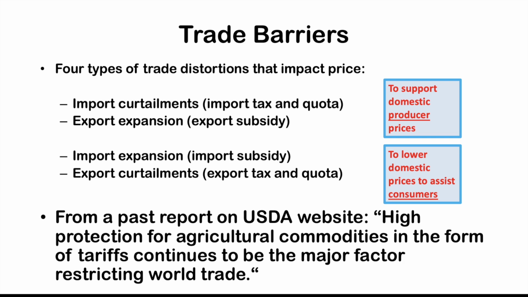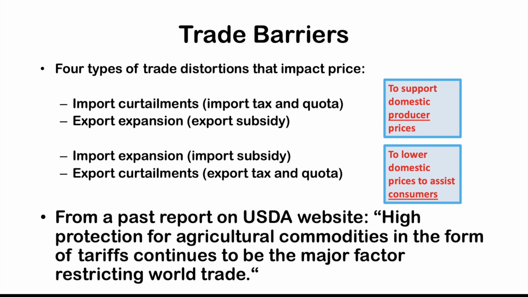There are four types of trade distortions or trade barriers that impact price. They are import curtailments, which are import tariffs and quotas; export expansion or export subsidy; also import expansion or import subsidy; and export curtailments, export taxes and quotas.